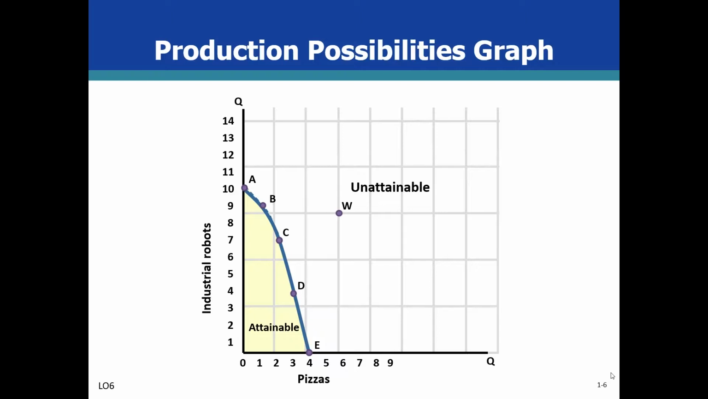Conversely, the economy may want to produce at point W on the graph, but existing resources will not allow society to achieve that objective in the short term. We have both attainable and unattainable on the graph.